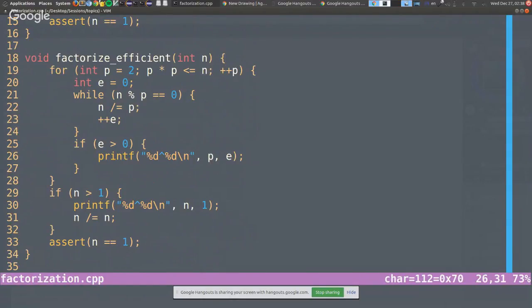because once we reach a divisor from this loop, so once we reach some certain t, it means we have gone through all the numbers from 2 until t minus 1. And if any of those was a divisor of p, then we already factored it out while factorizing using one of these smaller numbers. So it means that the n wouldn't be divisible by p anymore.